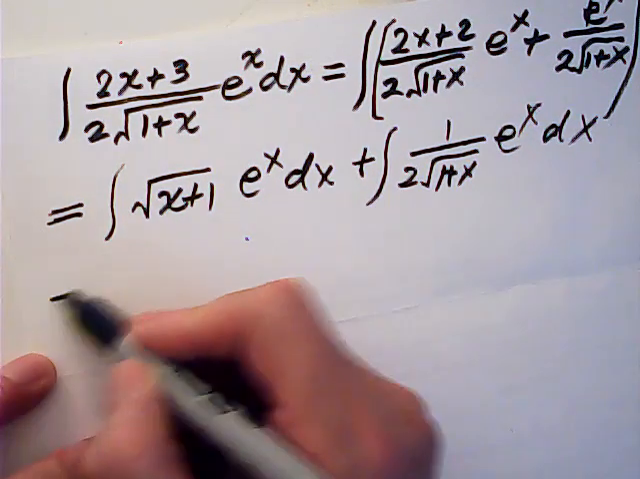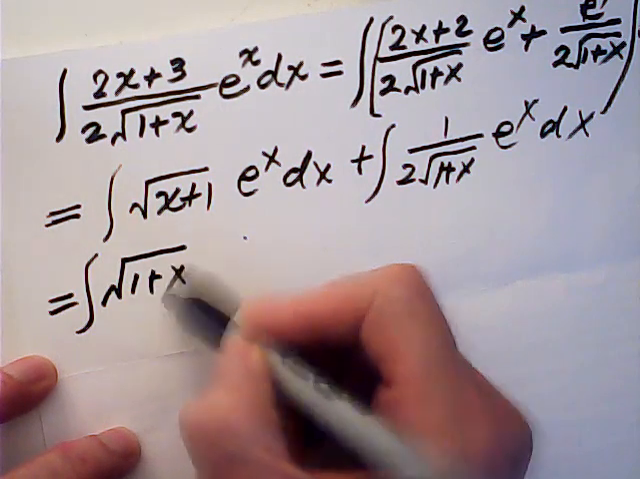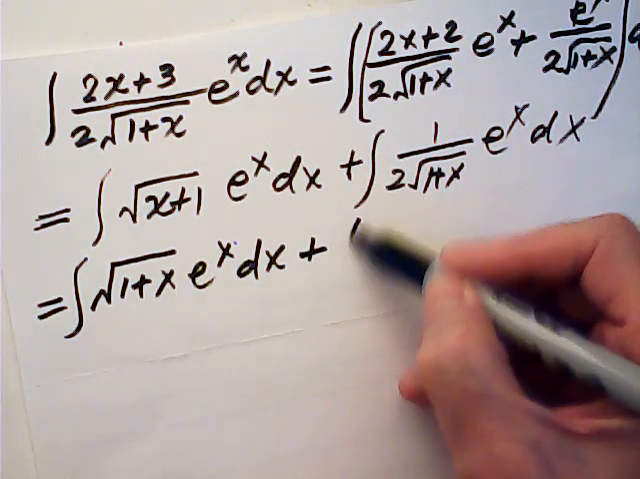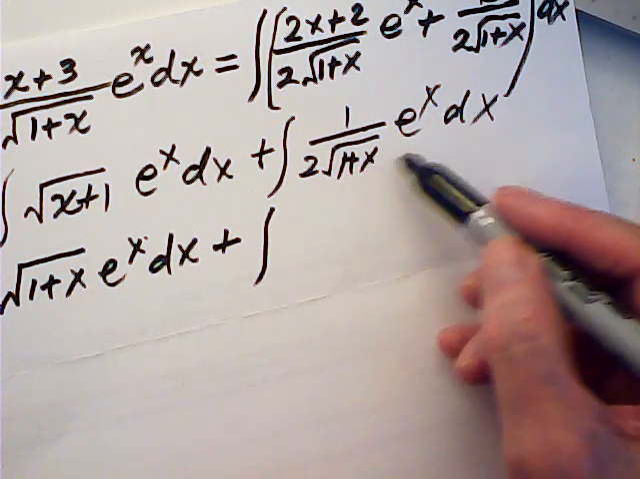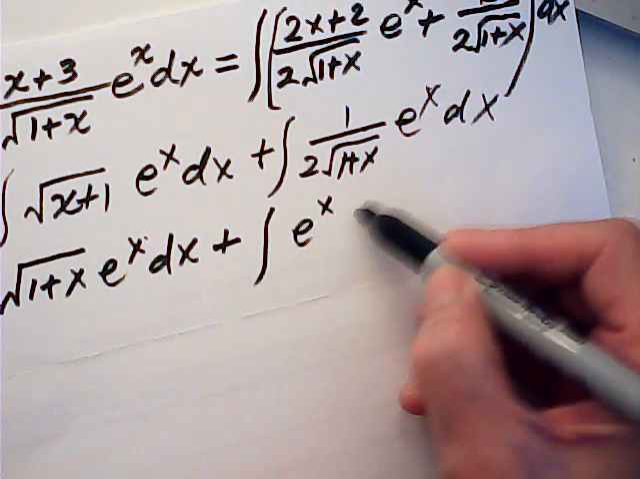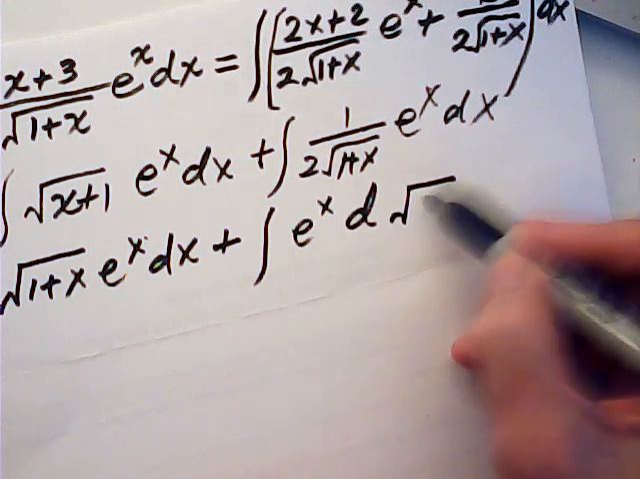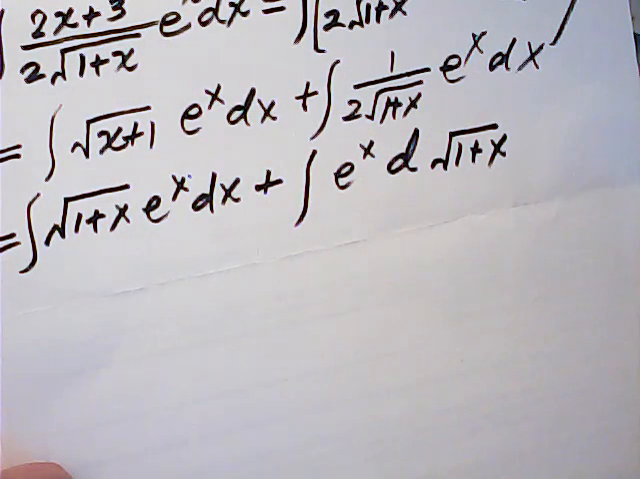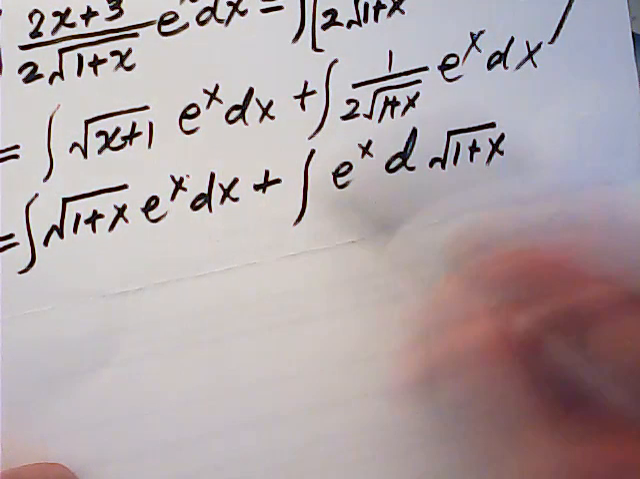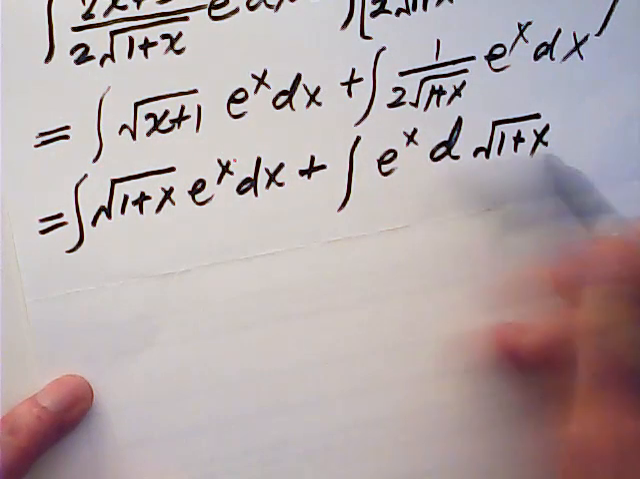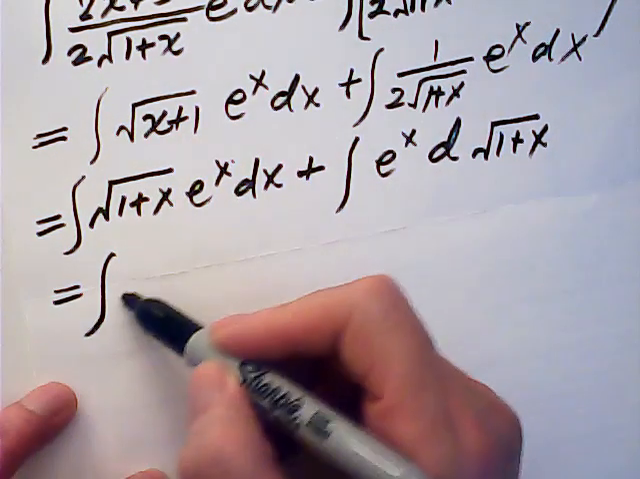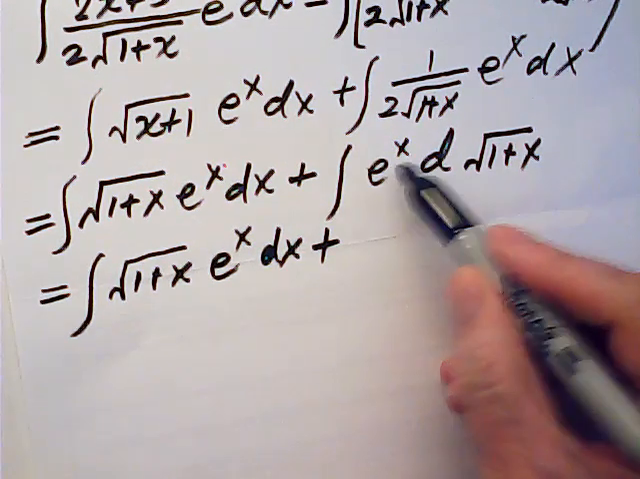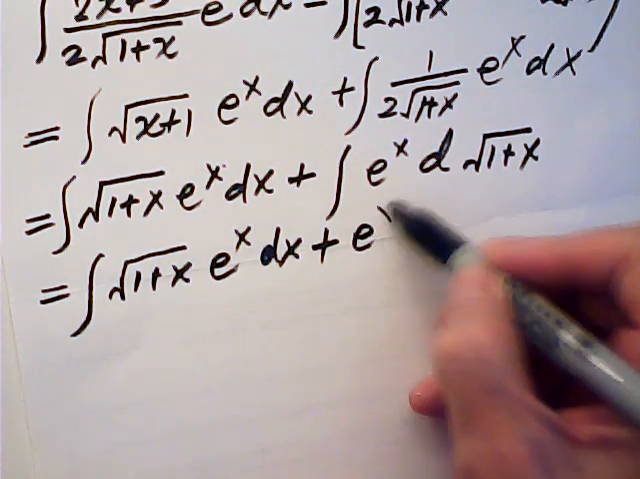Yeah. So this one is equal to the integral of square root of 1 plus x e to the x dx plus this one, 1 over 2 square root of 1 plus x, I can write as the derivative of square root of 1 plus x. This derivative is equal to 1 over 2 square root of 1 plus x dx. So this one is equal to this one. And then I can do by parts for this one. This is equal to the integral of square root of 1 plus x e to the x dx plus u dv, right? Becomes u times v.